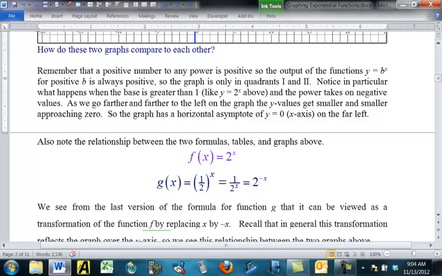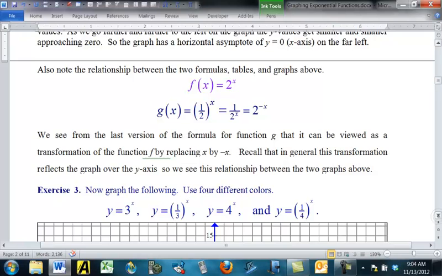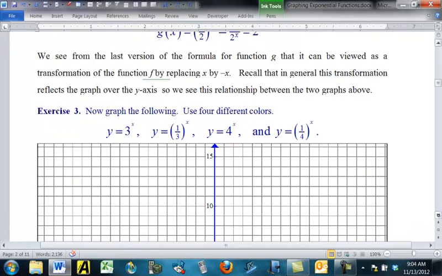So if the base is greater than 1, like in y equals 2 to the x power, and the power takes on negative values, as we go further and further to the left, the y values get smaller and smaller, approaching 0, so it has a horizontal asymptote on the far left. We also have already talked about this idea that we're just switching the x to minus x, so that's going to reflect over the y-axis.